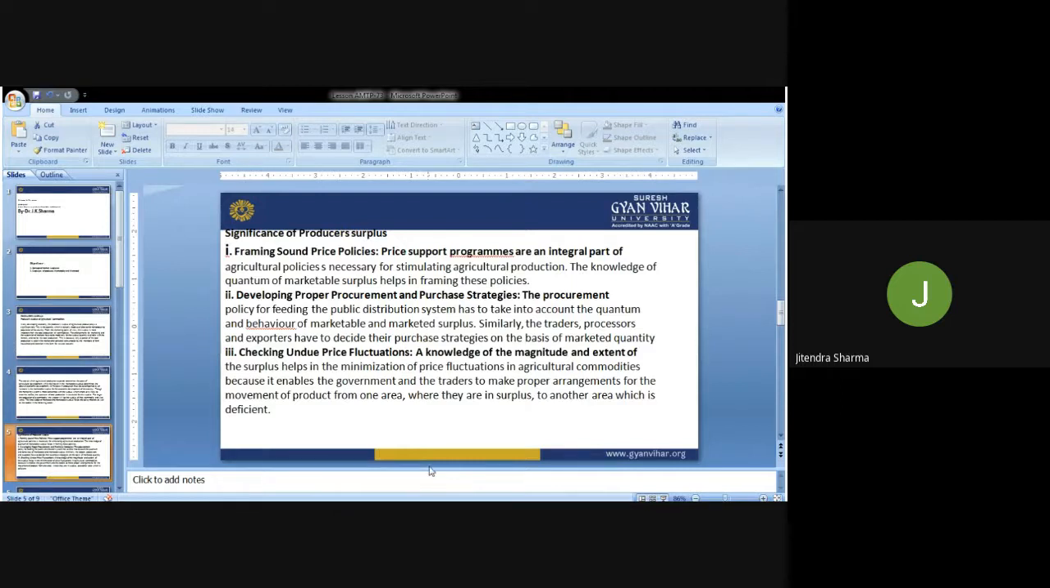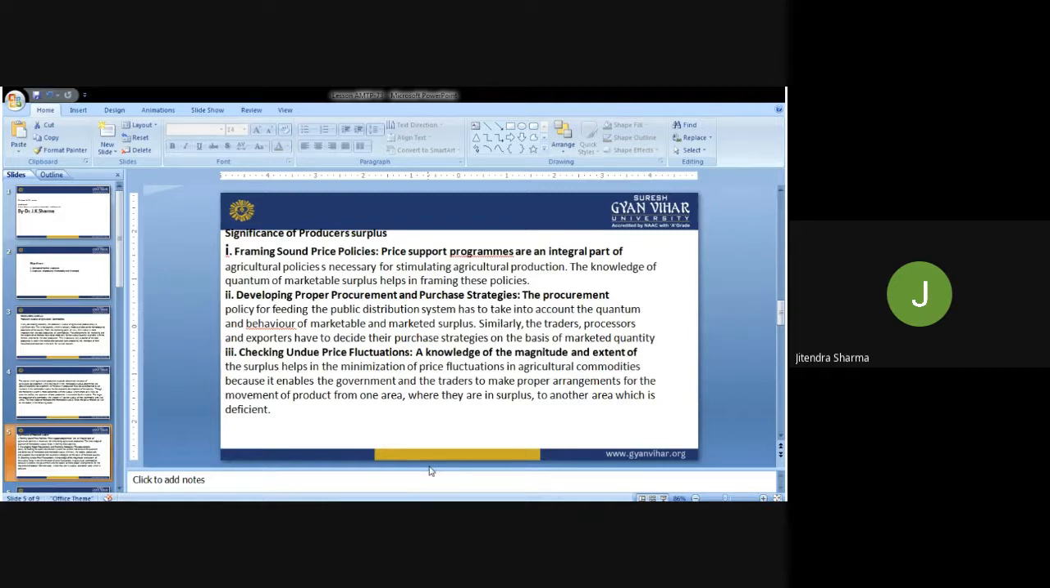Now, developing proper procurement and purchase strategies. Yes, this is the correlation: when we are framing the price policy and other policies, the development of proper procurement and purchase strategies becomes an important part of the producer surplus. If we have produced the goods and are not able to store them properly, then we need a strategy for how to purchase the additional producer surplus produced by the farmers with hard work and devotion.